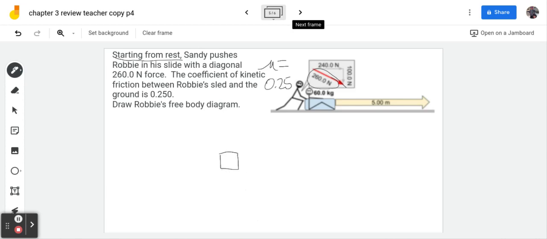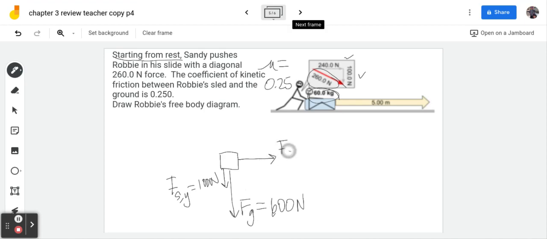Here we go. So force of gravity, 60 times 10, Fg equals 600. Okay, great. Now I'm going to do the givens. It's 100 down, 240 to the right. So I'm going to call this force of Sandy in the y direction, and that is 100. And then force of Sandy in the x direction is 240.